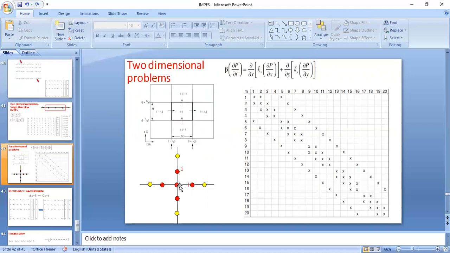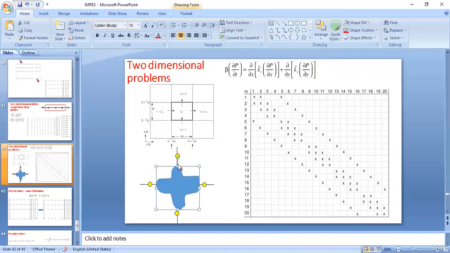Okay, so unlike the earlier case, in case of two dimensional problems, we will have the dou square p by dou x square term also. So when we apply Taylor series, we have to apply it for the dou square p by dou x square term, and also for the dou square p by dou y square term. So that discretization will involve all these four nodes.